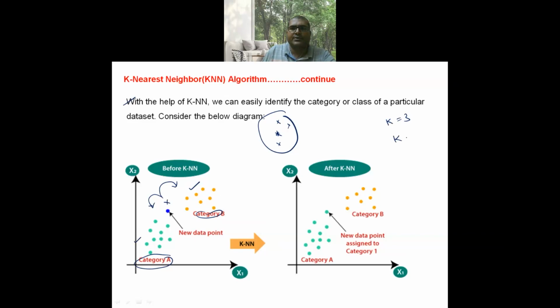If the value of K is equal to 5, the circle is drawn and the radius is adjusted in such a way that 5 data points will be covered, and these 5 data points are associated with category A and category B. The category with the larger number of data points in the circle is the one to which the new data point will be assigned. That is the main concept of K nearest neighbor algorithm.